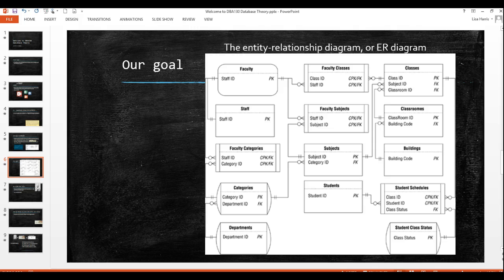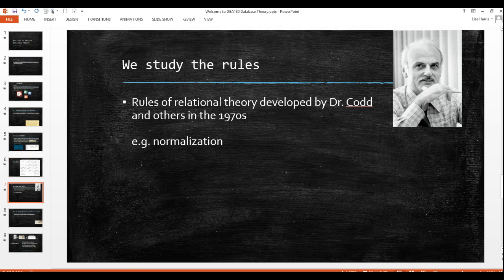So you may think, well, how hard could it be? It looks like I just need to grab Visio, right, and create a couple of boxes. But what's difficult about putting this together is not the drawing of the boxes, but the logic and the rules that we have to follow in order to correctly place the tables where they should go and in relation to what other tables. So we study the rules of relational database theory, which were developed by Dr. Codd at IBM and others in the 1970s.